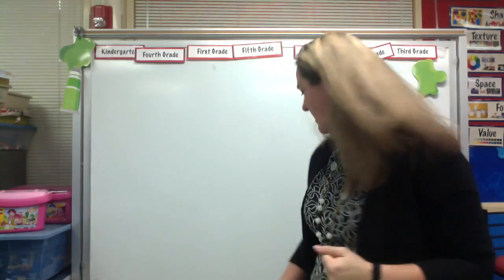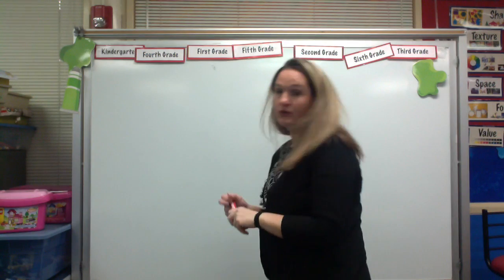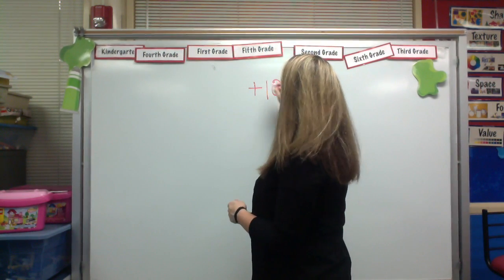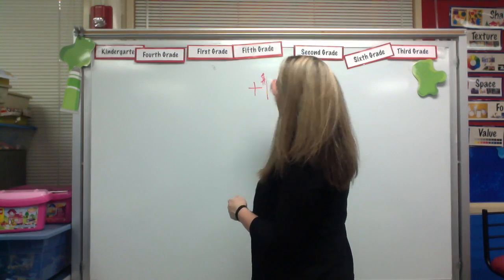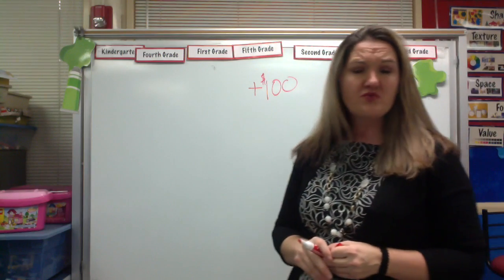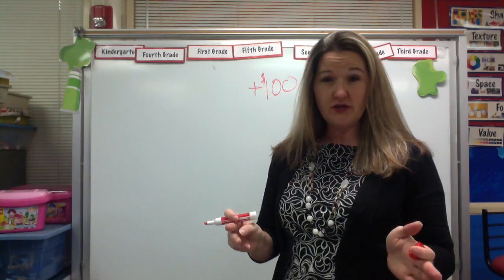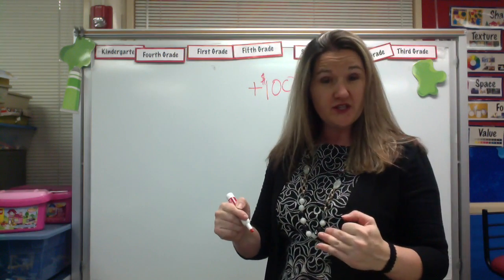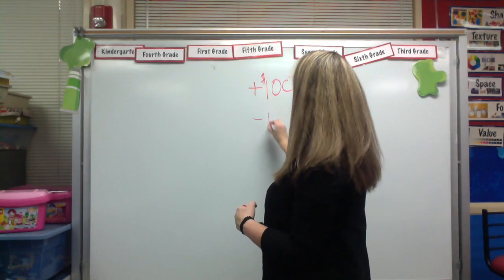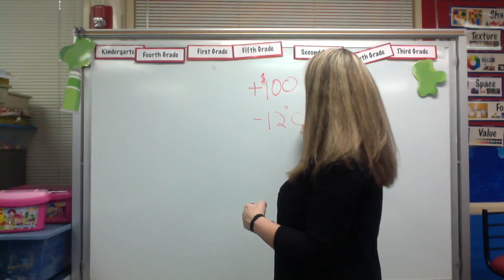Okay, so how would I express I earned $100? Well, I earned it, so I gained it, so plus $100. Okay, 12 below 0 degrees Celsius. Well, if it's below, that's a pretty good indicator that it's going down. So that would be a negative 12 degrees Celsius.